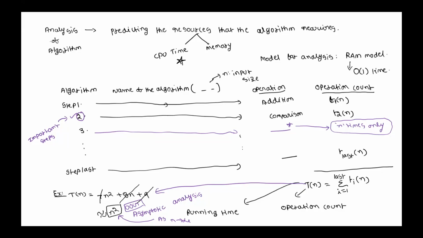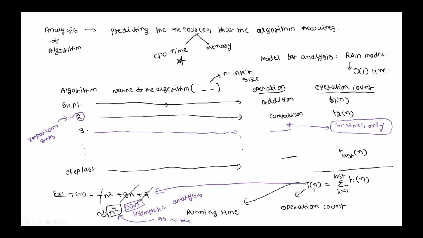For that, we need to decide which steps are most important. By looking at the algorithm, we will automatically come to know. They are actually inside loops or where most of the work is done. Okay. Now, this is called analysis of algorithm. So find T of n.